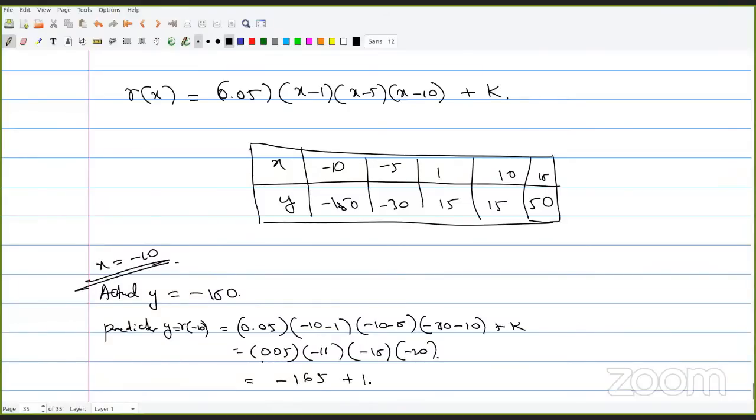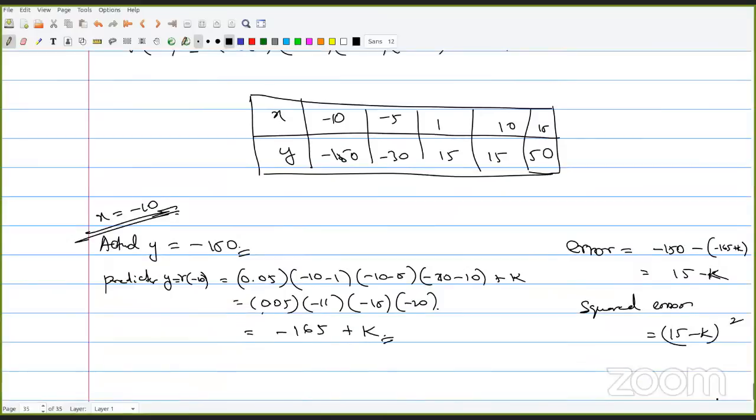So this is the predicted and this is the actual. The error will be -150 minus (-165 plus k), which is 15 minus k. So I have to square this error. The squared error will be 15 minus k whole square. So for the point x equals -10, the squared error is 15 minus k whole square.